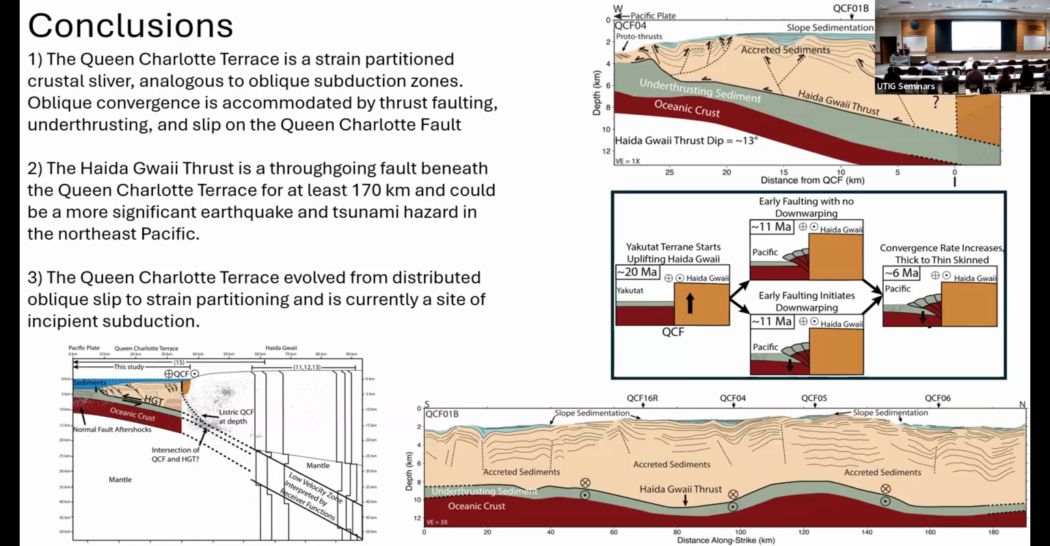And then the third big takeaway is that the Queen Charlotte Terrace has evolved from distributed oblique slip to strain partitioning. With this crustal sliver and strain-partitioned deformation and all the other evidence we have, we argue that Queen Charlotte is a site of incipient subduction. It's at an earlier stage than many other incipient subduction zones at transforms, but nonetheless maybe represents this early state of deformation as the system is evolving from localized deformation to achieved subduction.